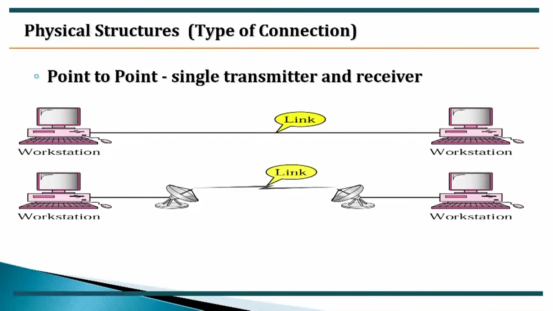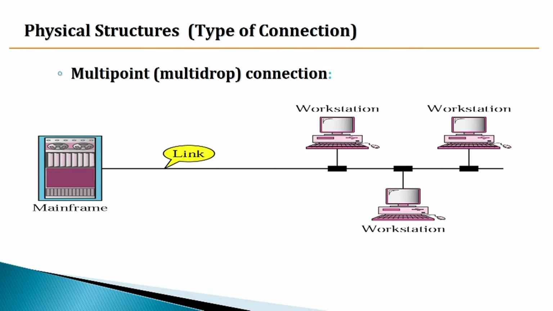We can say physical structure. If we talk about the type of connection, what is the physical structure like? In point to point, as we discussed, between every pair of workstations there is a direct link, either through wired medium or through wireless medium. In multi-point, there is a main link and different systems are connected to that link, and one workstation can communicate to another workstation through the path going through the link.